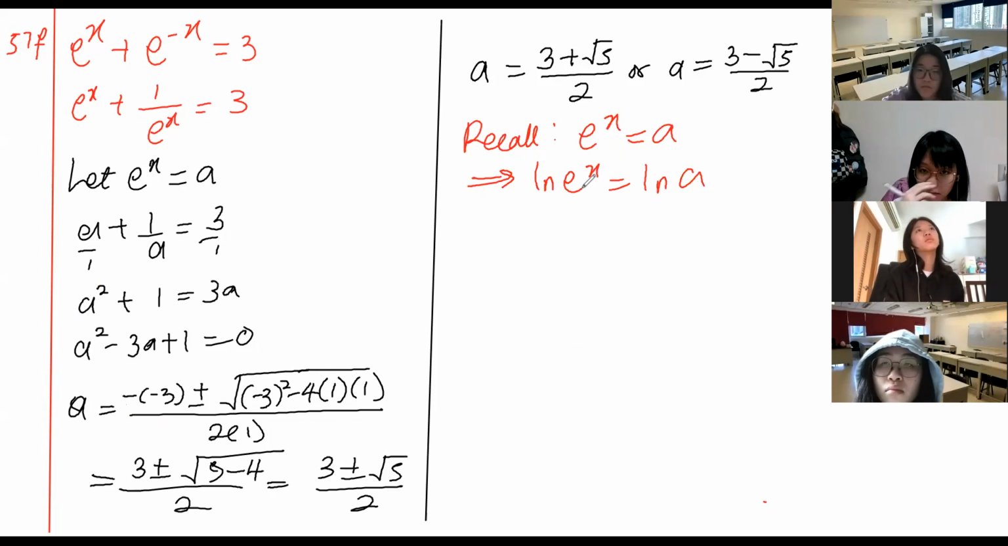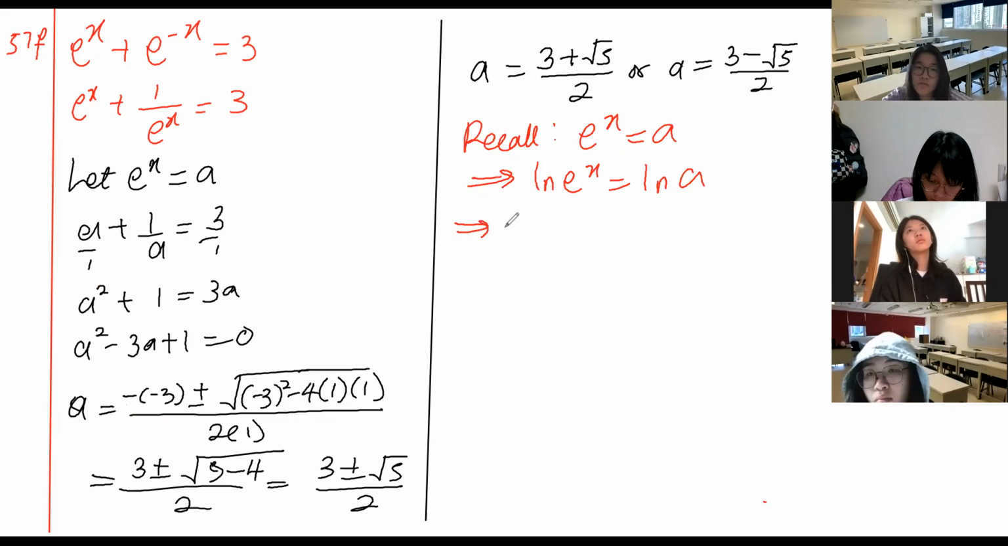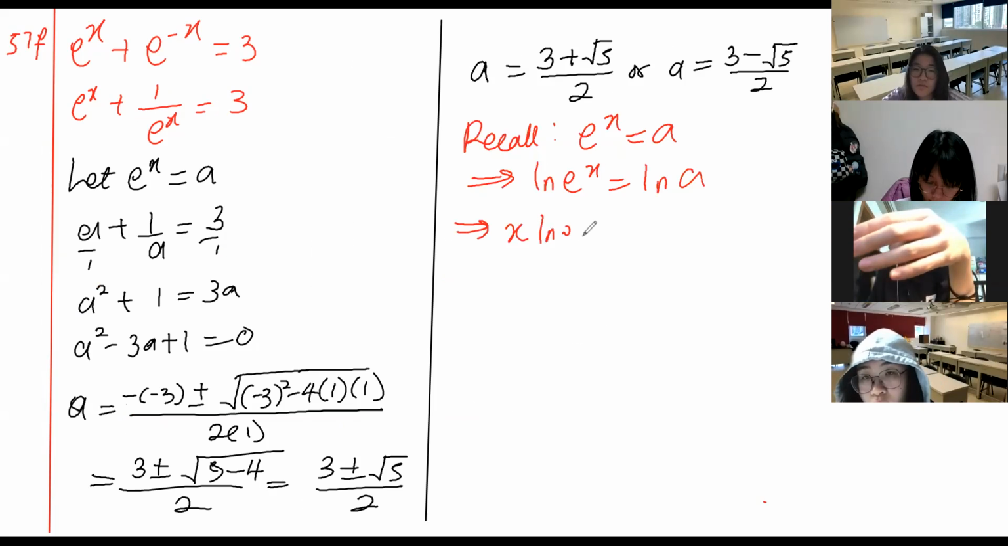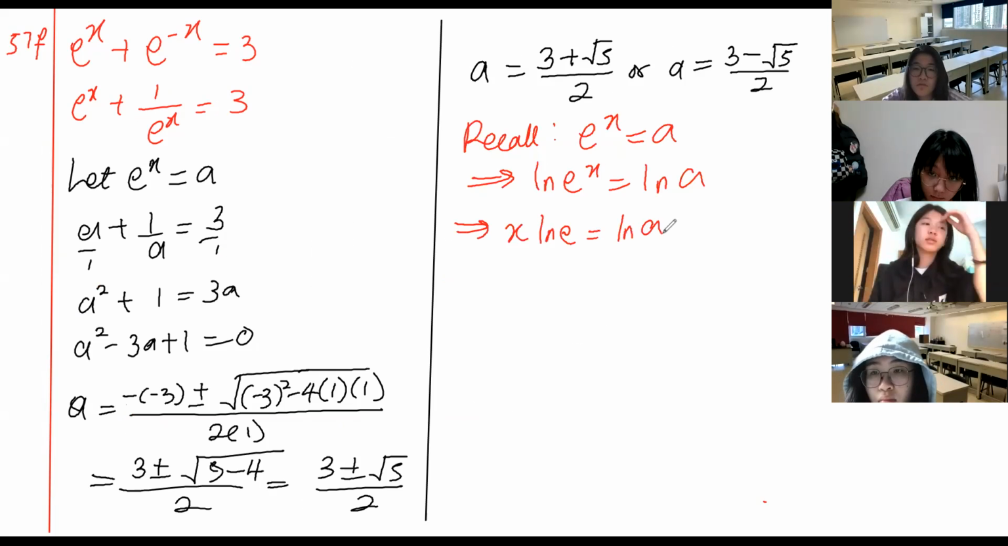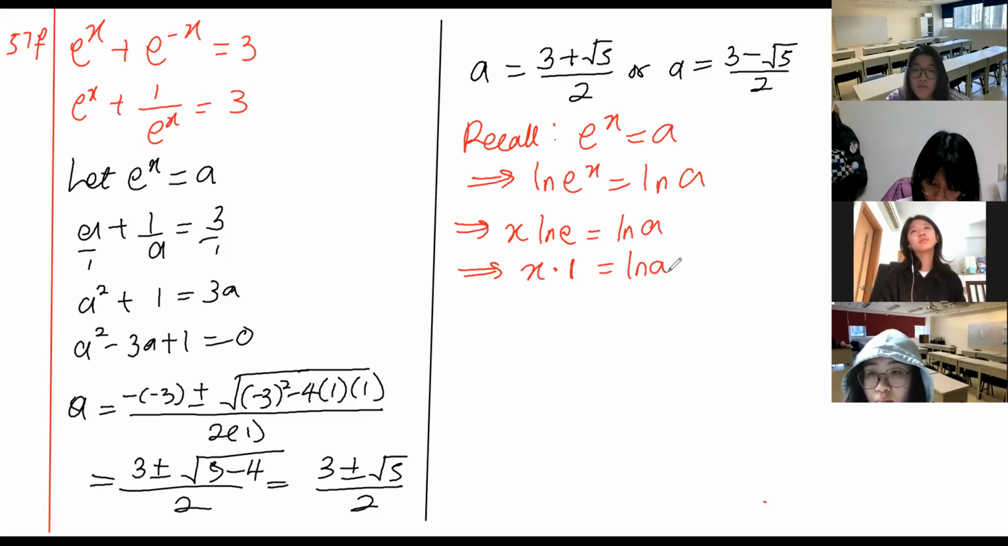Okay, so because it's already base e, it's better you use the logarithm to base e. So x ln e is equal to ln a. I did this first, so that's x times 1 equals ln a, right? So basically, x is equal to ln a. I'm doing this calculation first, so I don't have to do it twice in each case.